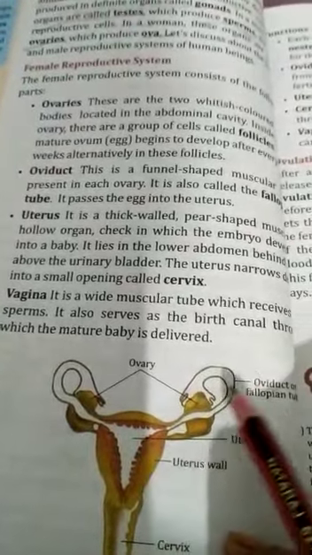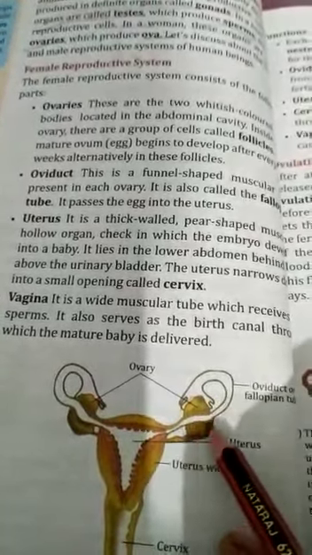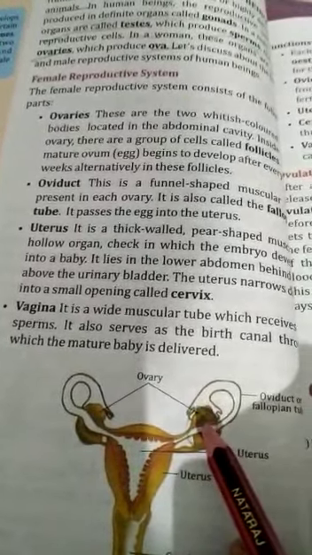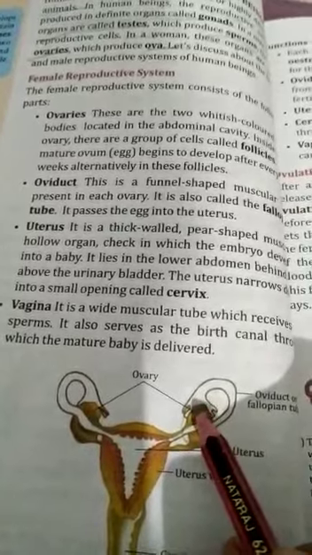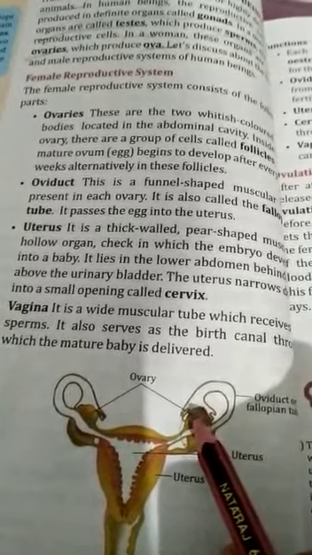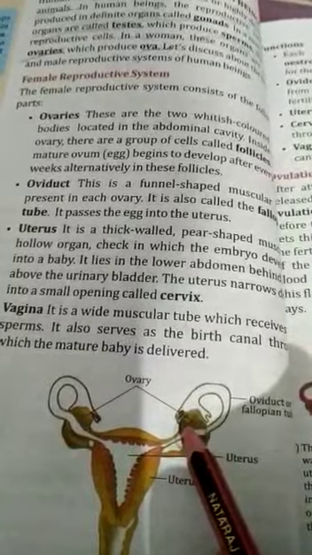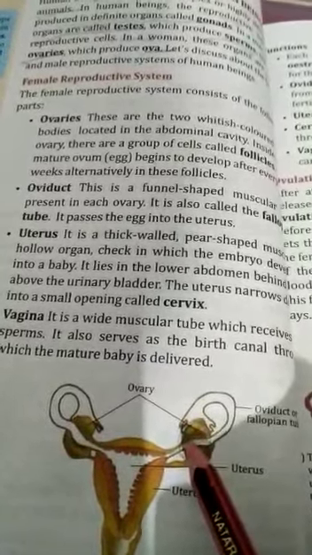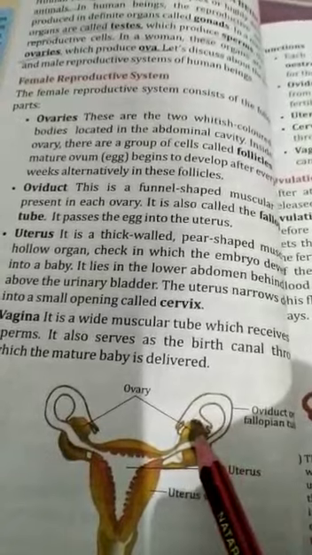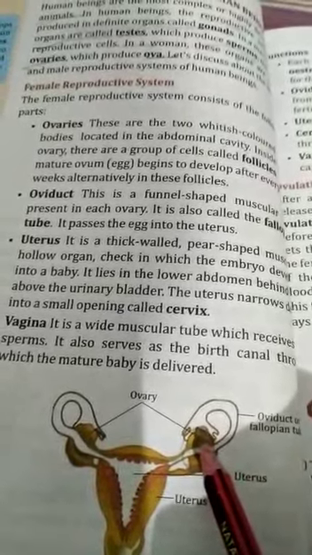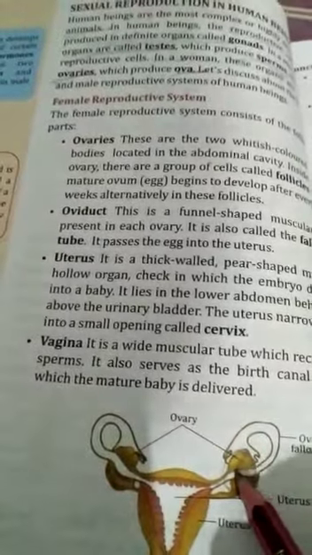Ovaries are two whitish colored bodies located in the abdominal cavity. Inside the ovary there is a group of cells called follicles. One begins to develop every week, alternately, in these follicles.